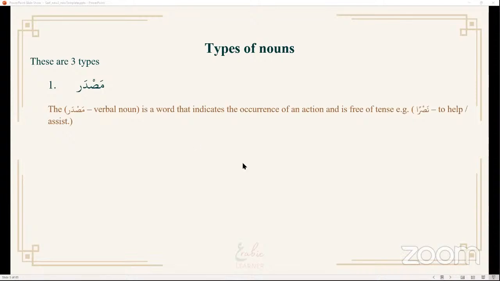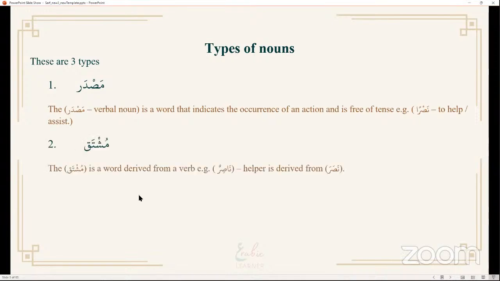Now the second category is mushtaq. This is derived from fi'l. For example, nasirun is coming from nasara. Nasara means he helped. Nasirun means helper. So this falls into the category of mushtaq.